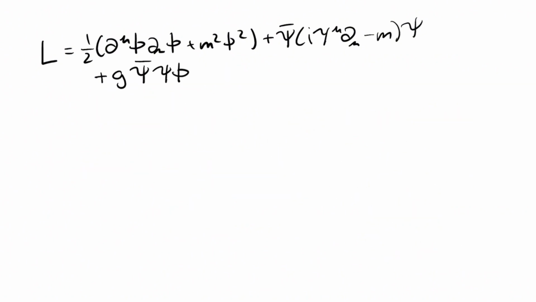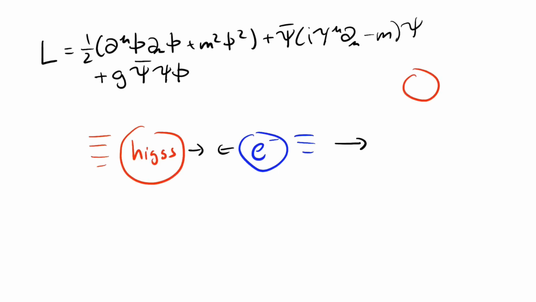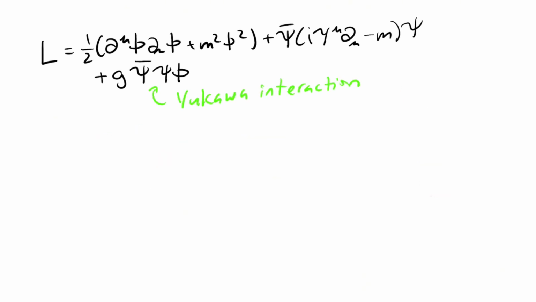Before we write anything more down, let's pause and think about what this Lagrangian describes. You know that scalar fields describe particles with no spin, and spinor fields describe particles with a half spin. So this Lagrangian is defined in a theory where particles with spin 0 and particles with spin 1/2 can interact with each other. This interaction is often called the Yukawa interaction.